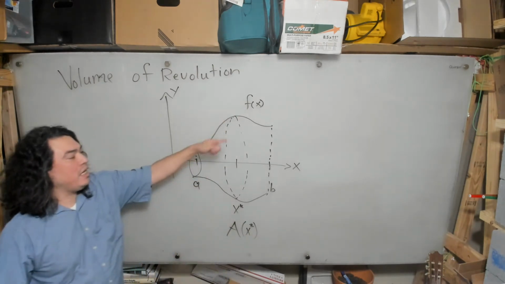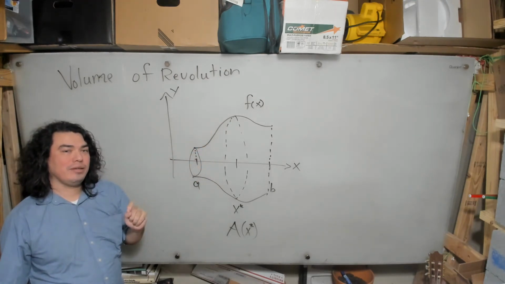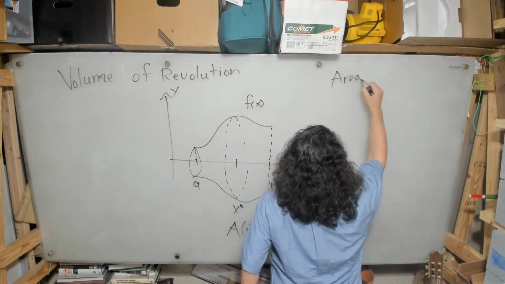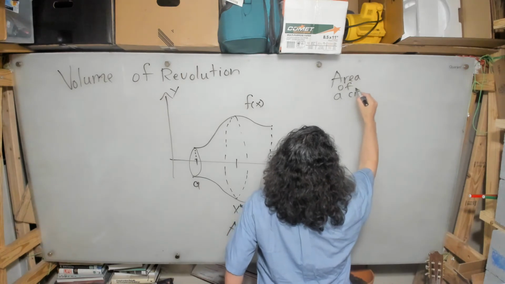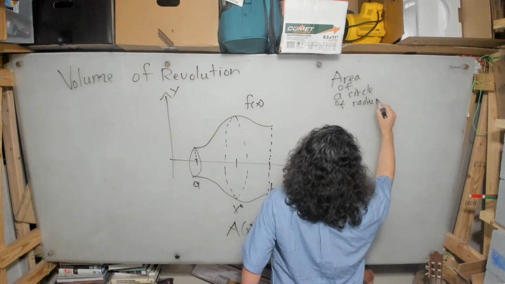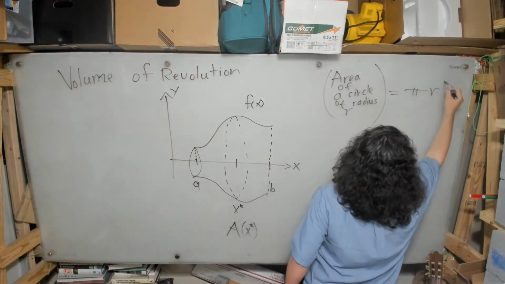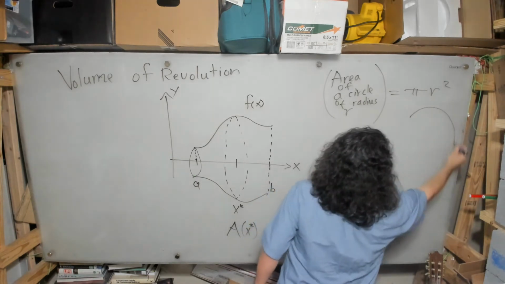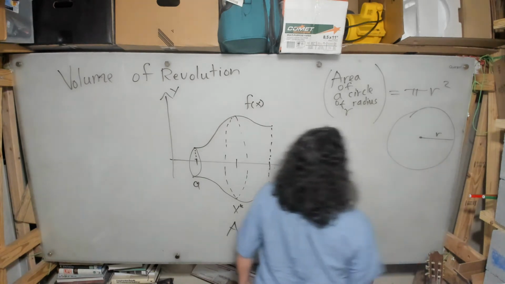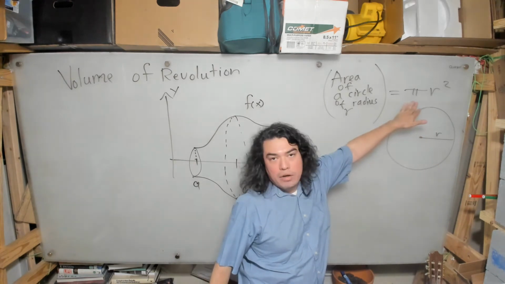Well, since I rotated this about the x-axis, it will be a circle, right? We remember that in general, the area of a circle of radius r, okay, is equal to pi r squared, right? And of course, I know I don't have to draw the figure for you, but just for fun, I want to draw the figure for you so you can see it. I want the area of this circle with radius r. The formula is pi r squared.